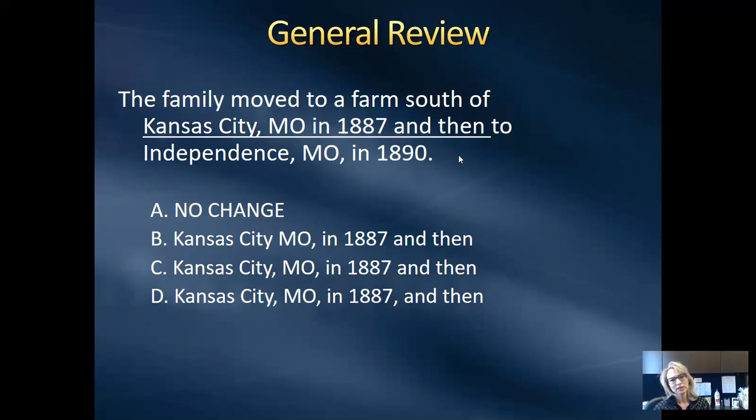Then to Independence, Missouri in 1890. No, we don't, because we learned in our first lesson that we use a comma and a fanboy when we have two independent clauses that can stand on their own. This is not an independent clause, then to Independence, Missouri. That doesn't make sense on its own. So you would not use a comma in front of the and. So the correct answer is C.